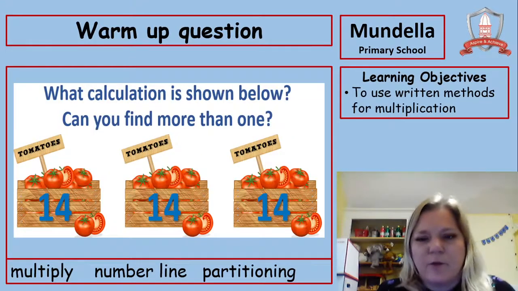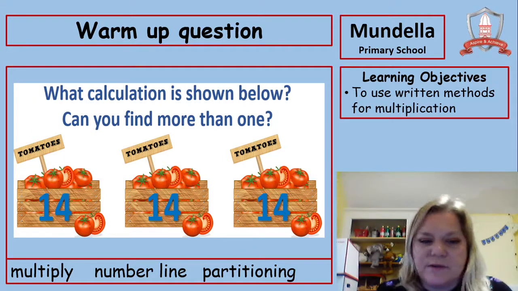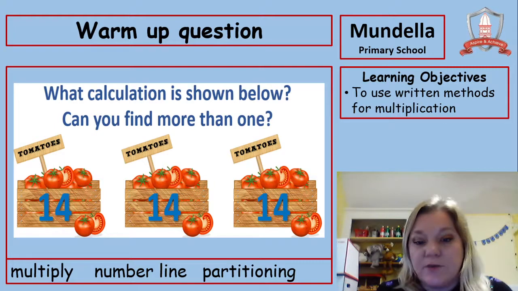So just to get our brains warmed up, ready for learning, I'd like to have a look at this question. It says, what calculation is shown below? And can you find more than one? So what I'd like you to do is have a look at the picture at the bottom. There's 3 boxes of tomatoes, and in each box there are 14 tomatoes. How could you represent that calculation in numbers? And can you find more than one way? Just pause the video and have a little go.